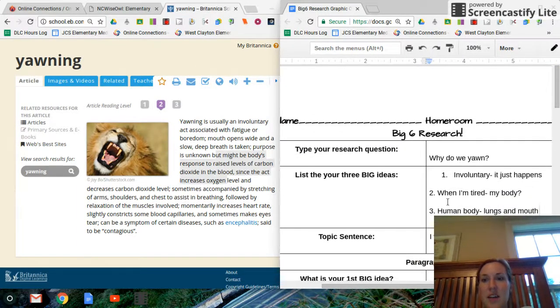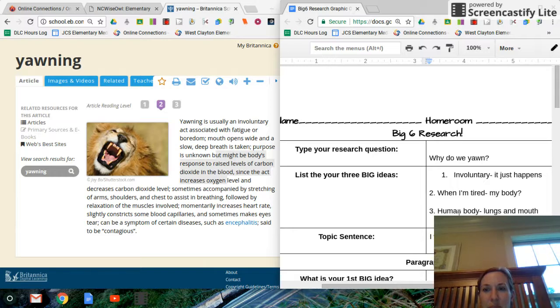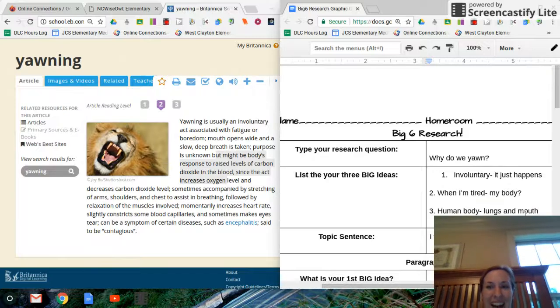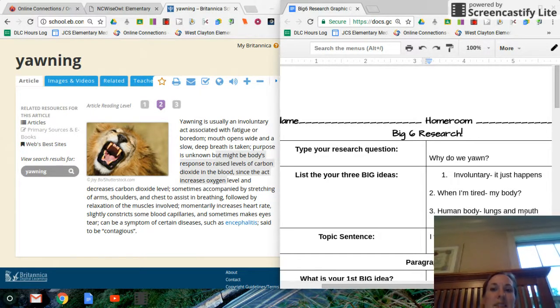It just happens. When I'm tired, my body's yawning, okay? And the 3rd big idea, the human body. What part of my body is yawning? My lungs and my mouth. And I'm not really sure what those systems are called, but I know that we have body systems.